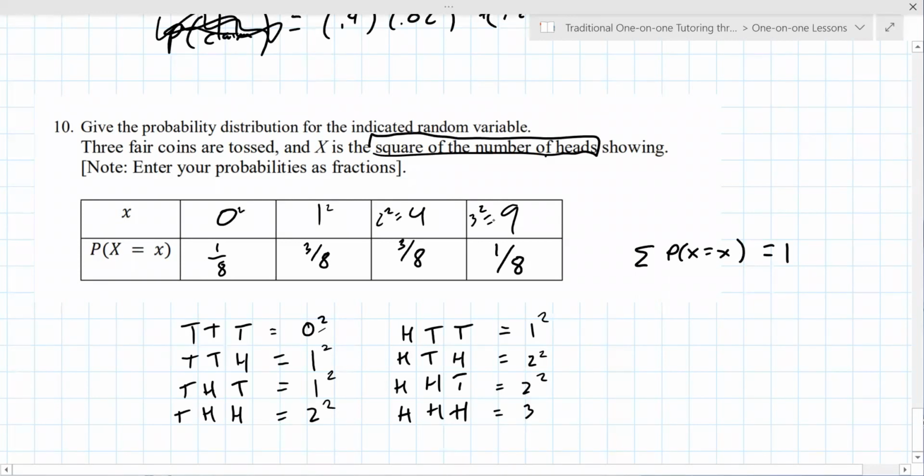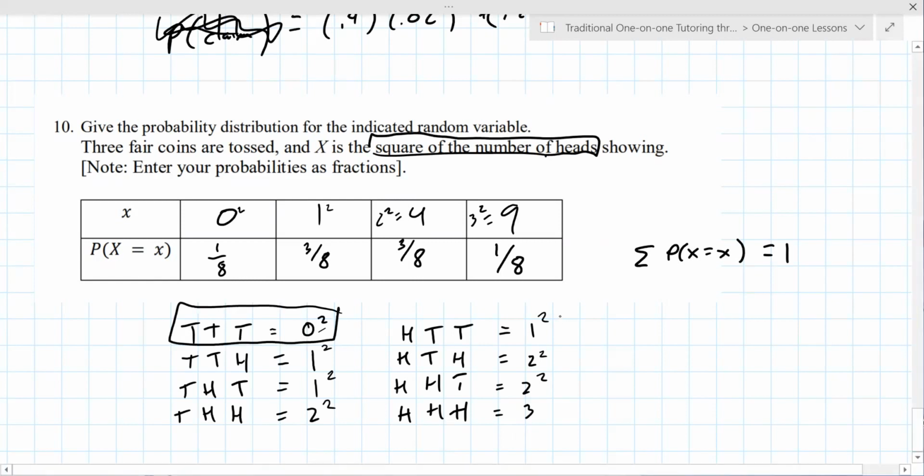So you're just counting the number of heads and then squaring it. It's more complicated in appearance than what it actually is. Okay, so you go to 0 and it's 1/8. Why are we doing 1? Because there's only one time that you get 0 heads or 0 squared heads. Oh, duh. Okay, got it.